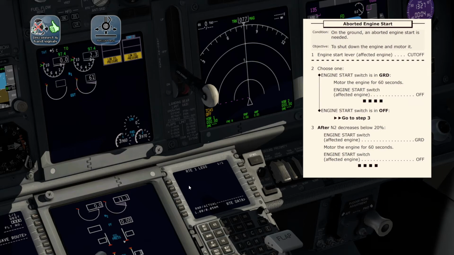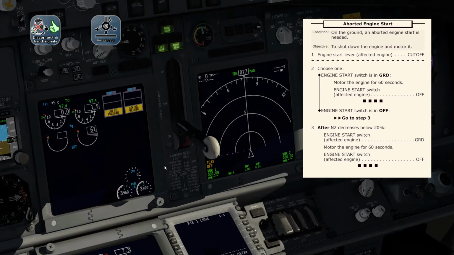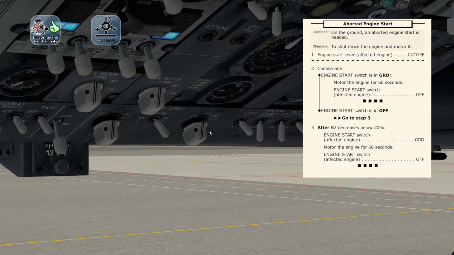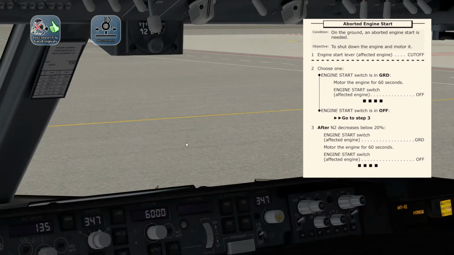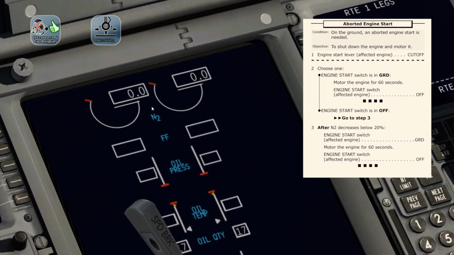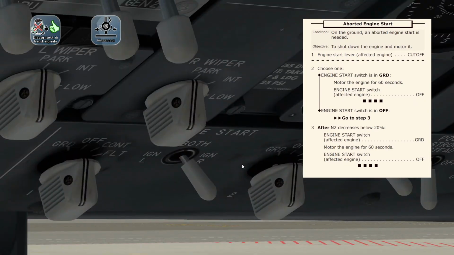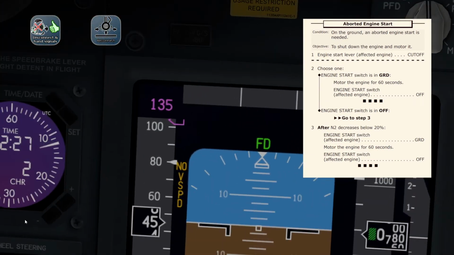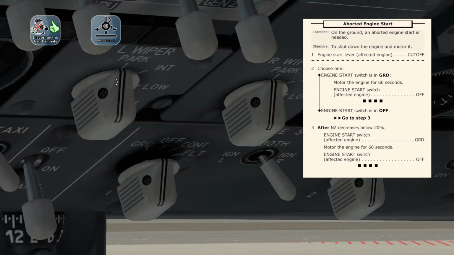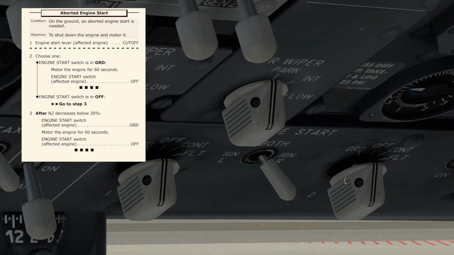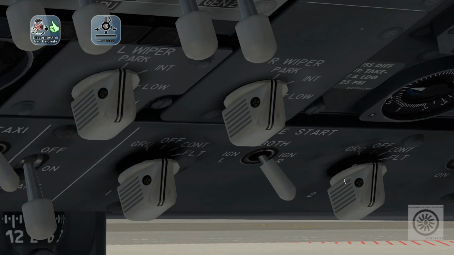and it would have been in case that the engine start switch was already in the off position. In that case, the non-normal checklist says to go to step 3, which says after N2 decreases below 20%, so we have to look at the N2 below 20%, then engine start switch to ground, motor the engine for 60 seconds, we time it, and then after 60 seconds elapsed, the engine start switch can be moved back to the off position. And that concludes the checklist.